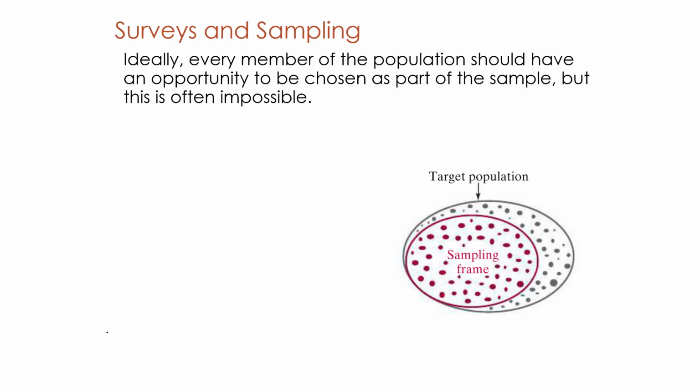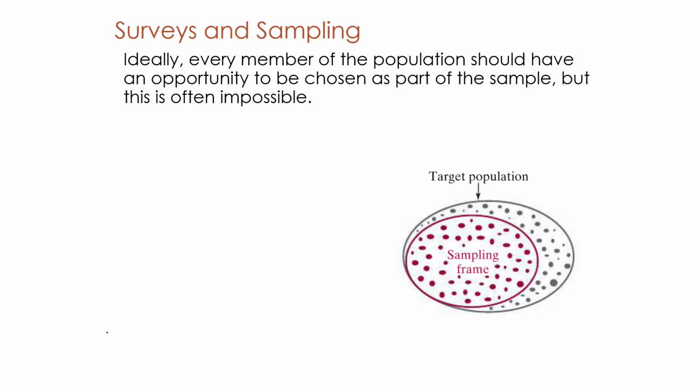If you are going to conduct your experiment by sending out emails, then your sampling frame is leaving out people who don't have email accounts. So that's how that could happen.